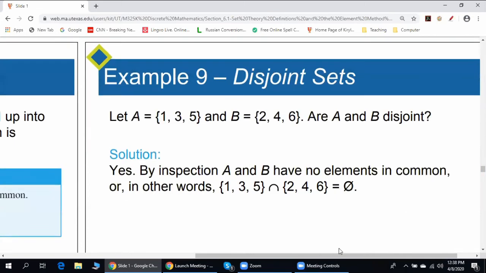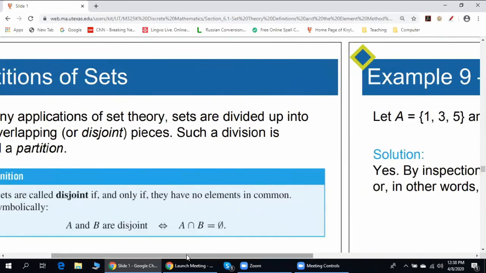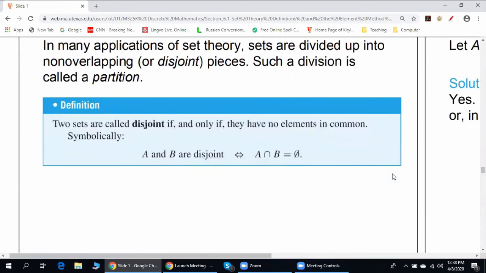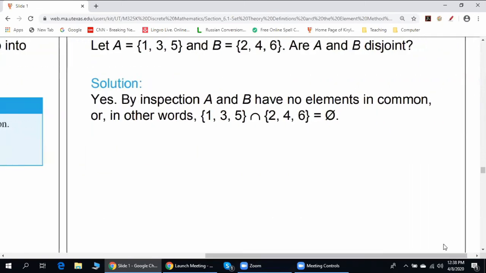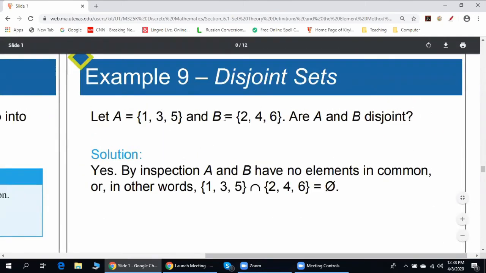Next, partitions. Let us start with the following. Two sets are called disjoint if and only if they have no elements in common. Means A and B are disjoint if and only if their intersection is the empty set. For example, these two sets are disjoint because they do not have common elements.